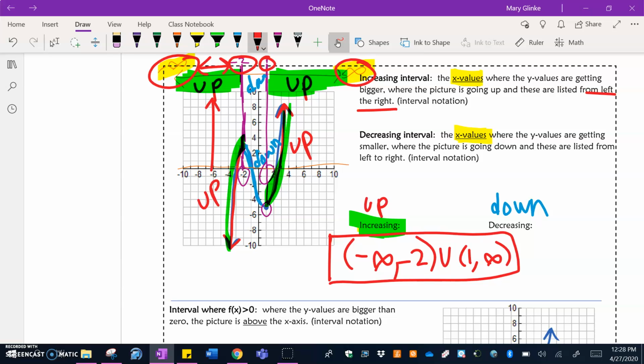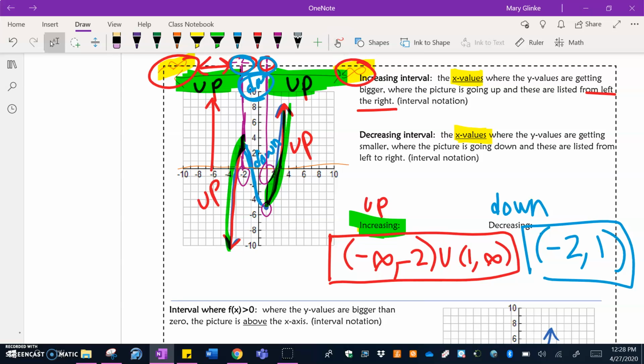Your decreasing then is going to be this chunk in the middle here where you're going down. You went down in between these two x values. When x was negative 2, and then when x is 1. So your decreasing interval happens in between these x values, from negative 2 to 1. So that's increasing and decreasing.